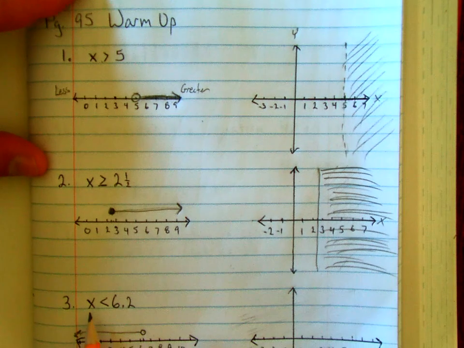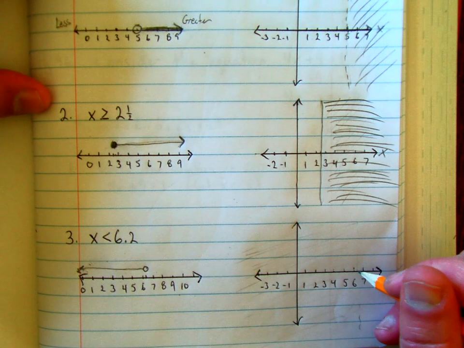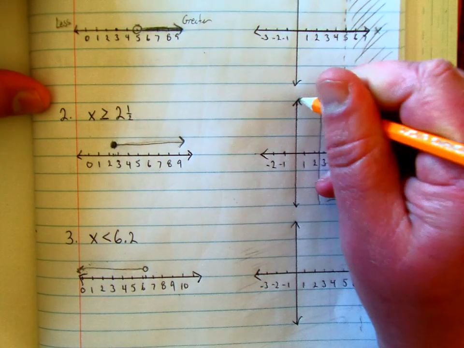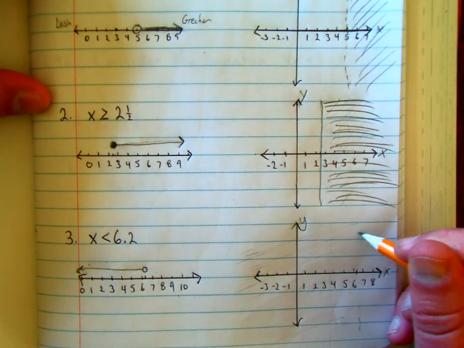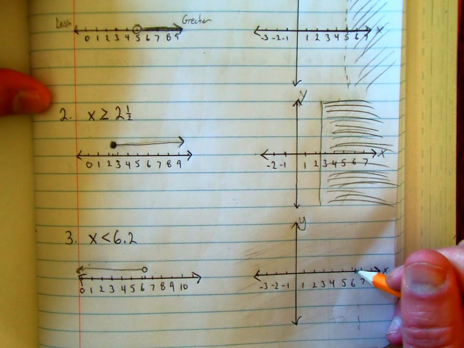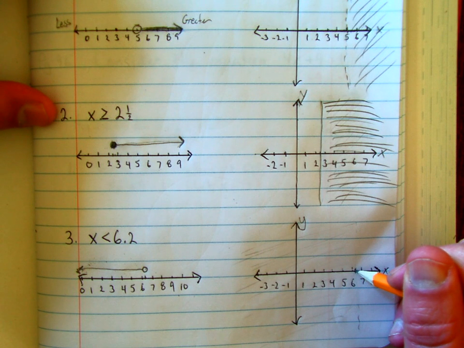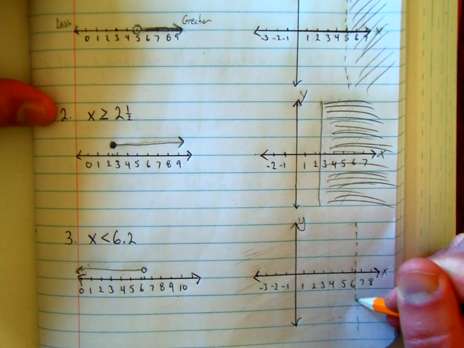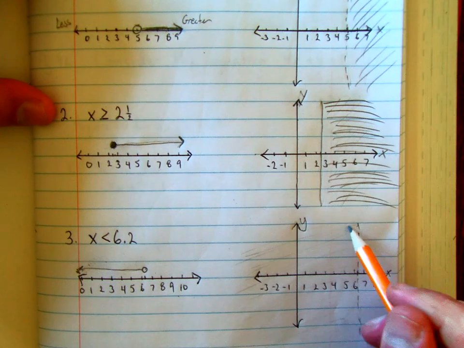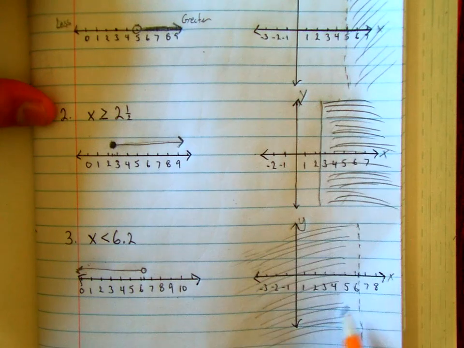Number 3, x is less than 6.2. Well, I want to find 6.2 on my number line, or on the x-axis. That's my y, that's my x. 6.2, 6 and 2/10, will be about here. And x is just less than it. It's not equal to it. Since it's not equal, it's a dashed line. And x is less than it, so that comes out this way. Everything over here is part of the solution set.